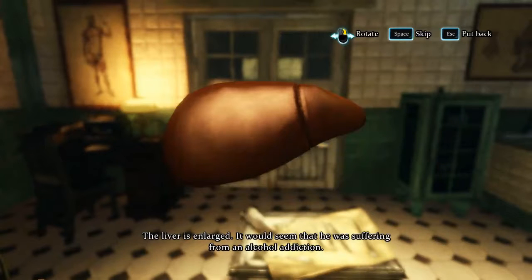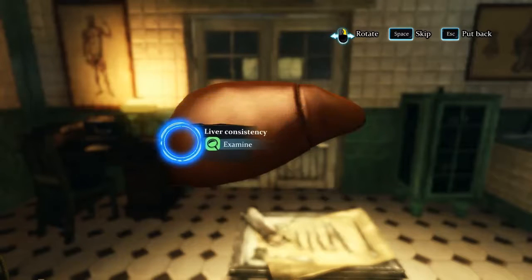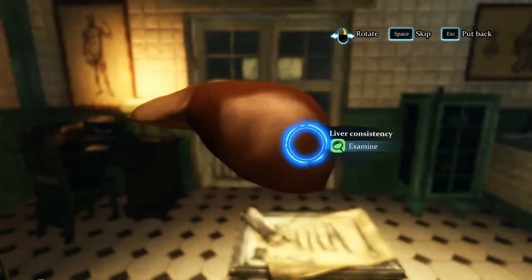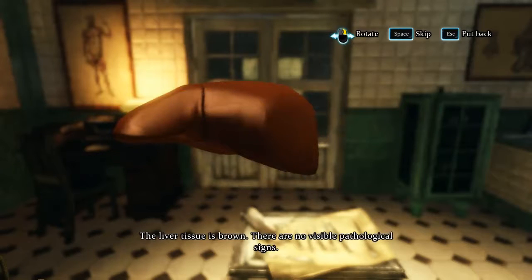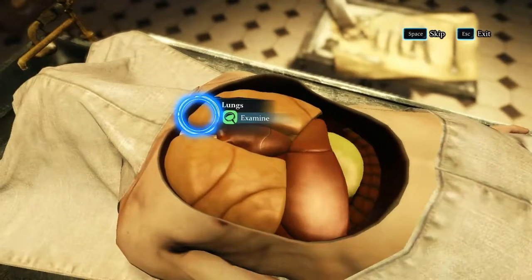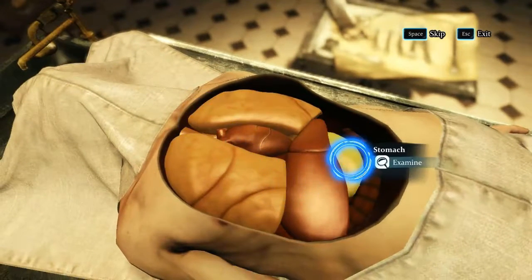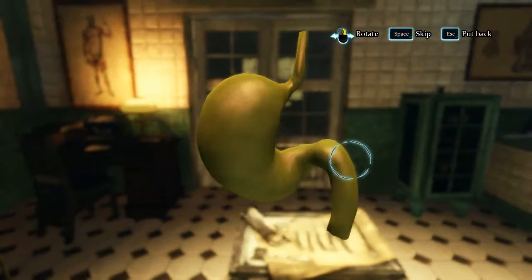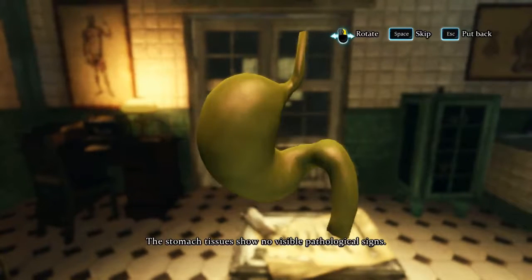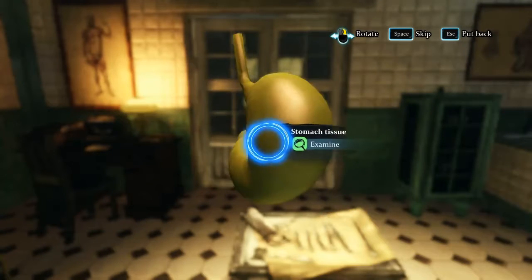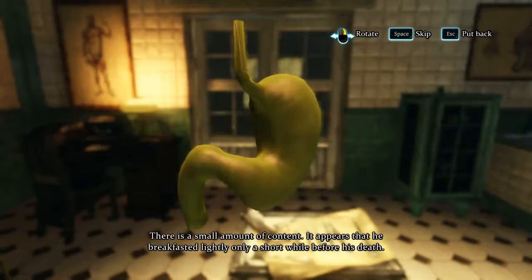The liver is enlarged. It would seem that he was suffering from an alcohol addiction. Right. The liver tissue is brown. There are no visible pathological signs. So not the kind of poison that would affect the liver. The stomach tissues show no visible pathological signs. There is a small amount of content. It appears that he breakfasted lightly, only a short while before his death.